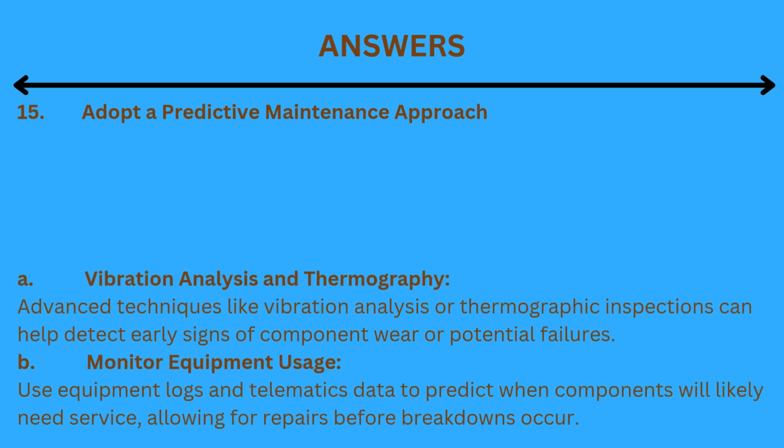15. Adopt a predictive maintenance approach. A. Vibration analysis and thermography. Advanced techniques like vibration analysis or thermographic inspections can help detect early signs of component wear or potential failures. B. Monitor equipment usage. Use equipment logs and telematics data to predict when components will likely need service, allowing for repairs before breakdowns occur.